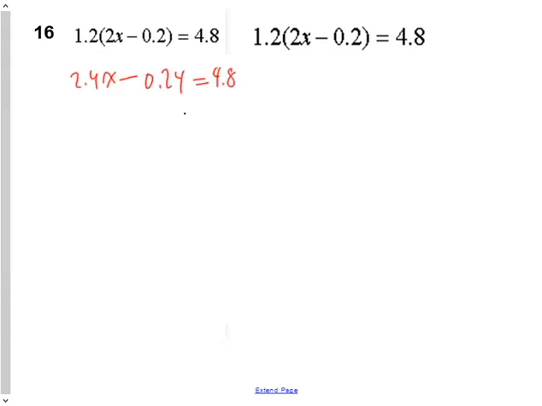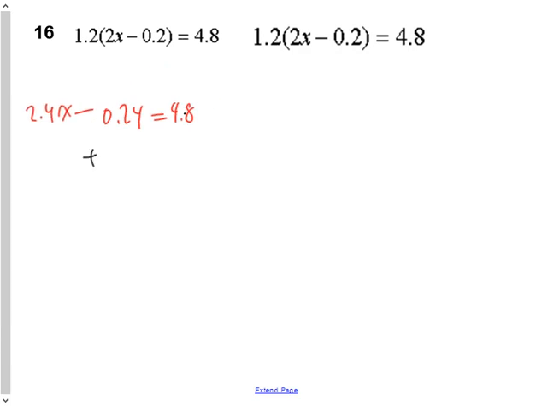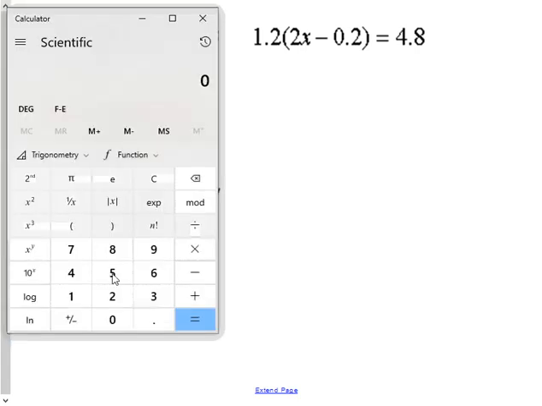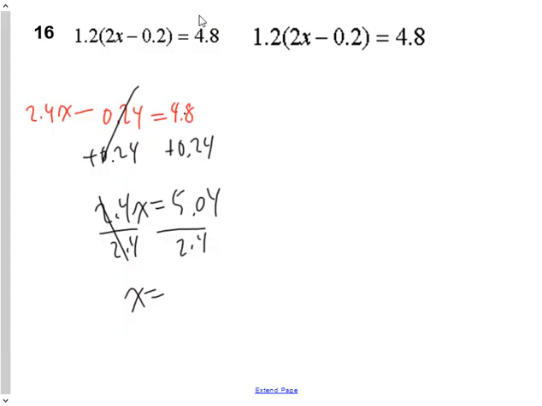So when I expand using distributive property, that's what I get. Add 0.24 to both sides. Get 5.04. Divide both sides by your coefficient. And x will equal whatever 5.04 divided by 2.4 is. The answer is 2.1. And that's if you expanded using distributive property.